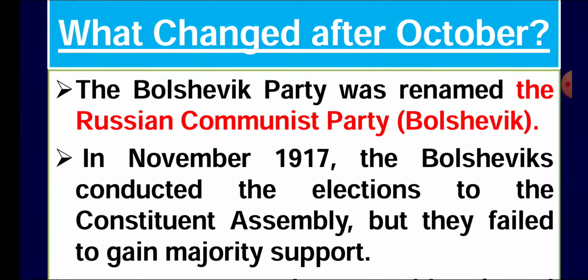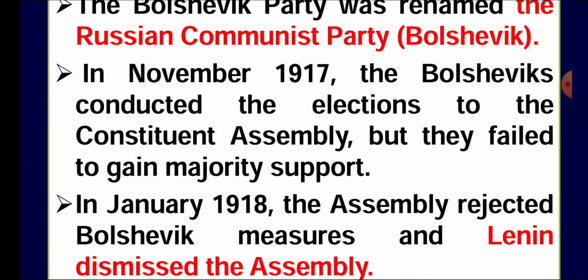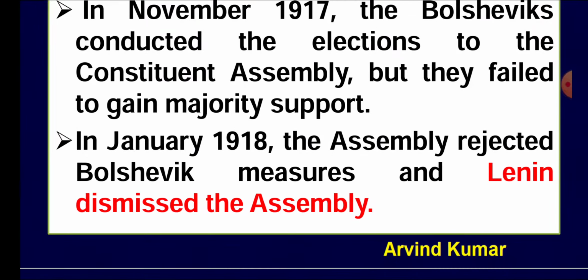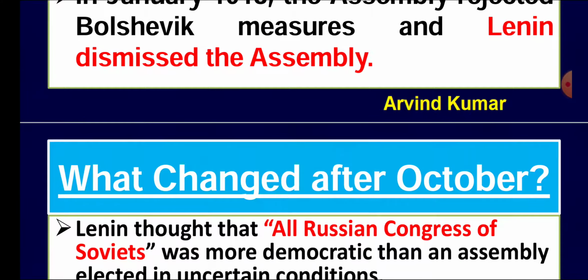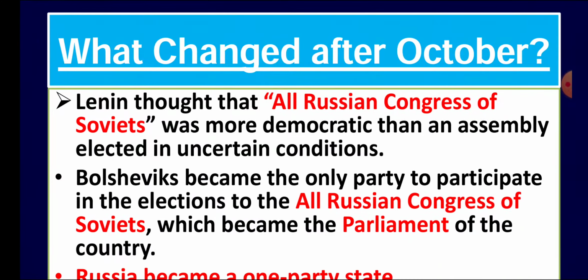Even the Bolshevik Party, as we have earlier also discussed, was renamed the Russian Communist Party, and the Russian government tried to hold an election, but they failed. But the Bolsheviks took command in their hands. Lenin dismissed the assembly for the time being, because he knew very well that it is very, very difficult to establish democracy. That's why some strict measures were taken.